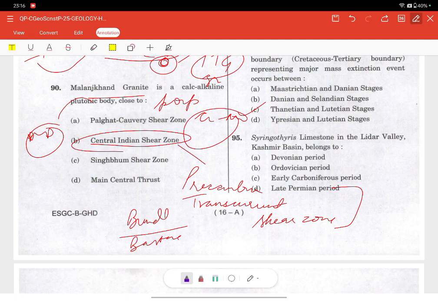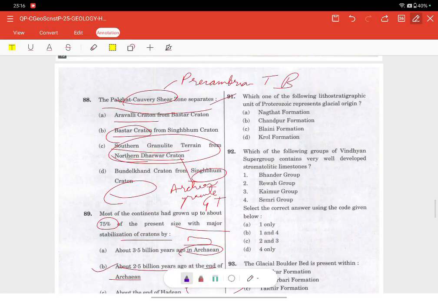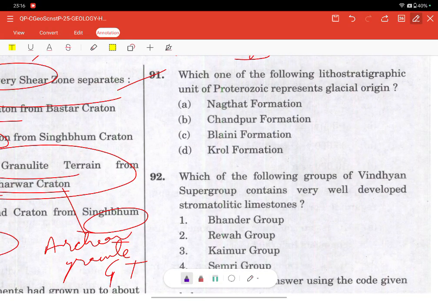So yeah, then we have this 91 question. Which one of the following lithostratigraphic unit of Proterozoic represents the glacial origin? So about the glacial, lithostratigraphic unit is something that has been named based on the lithology of that area. Okay, and we need to choose that what represents the glacial origin.